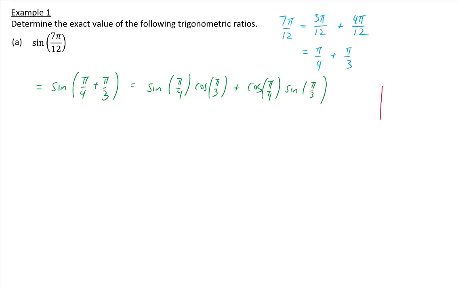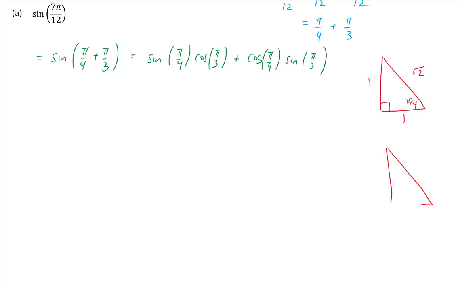Next, we need to look at our special triangles. So we have 1, 1, and root 2. That deals with our pi over 4. And next, we have our 1, 2, square root of 3 triangle, which deals with pi over 3 and pi over 6. So all we need to do now is sub in our values. So sine of pi over 4 we know is 1 over root 2. Cosine of pi over 3 is 1/2. Plus cosine of pi over 4 is 1 over root 2. And sine of pi over 3 is root 3 over 2.